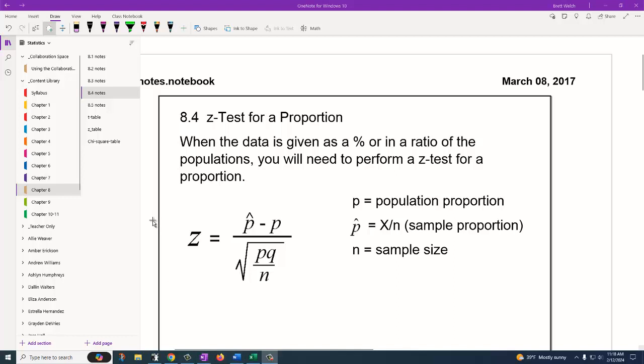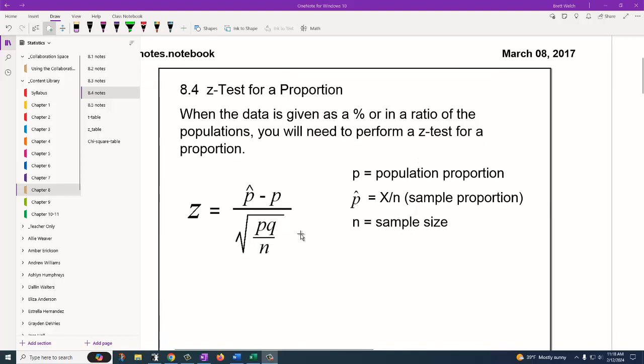Thank you. All right, sorry about that, but when the data is given as a percentage or a ratio of populations, you'll need to use a z-test for proportion. In order to do that, we have to use this specific formula for finding z. Now, this is if we're going to use the traditional method. This is how we would find the test statistic, where p is the population proportion and p hat, remember, is our sample proportion, which is equal to the number of yeses out of the sample size. We are not going to use this one in this class.